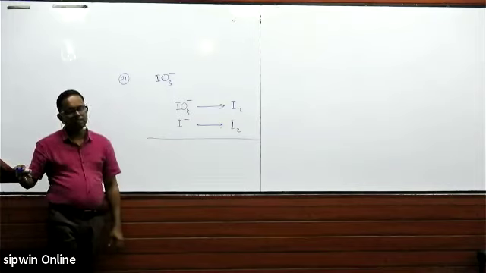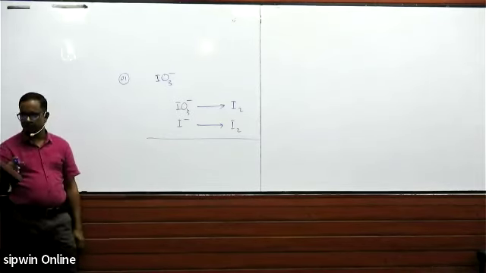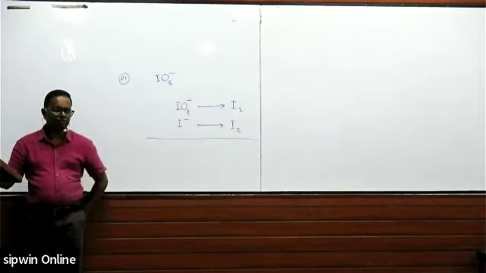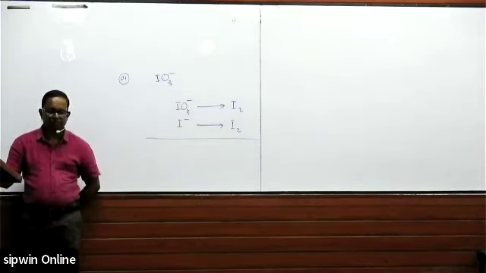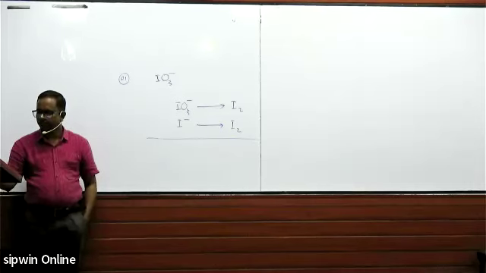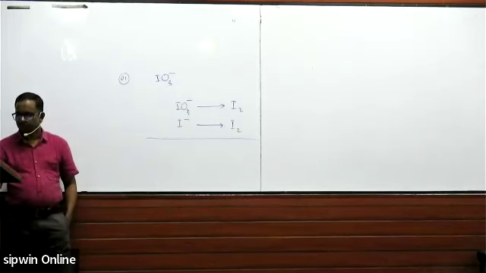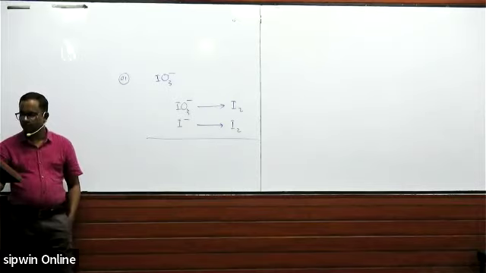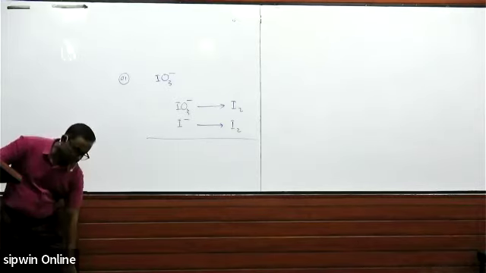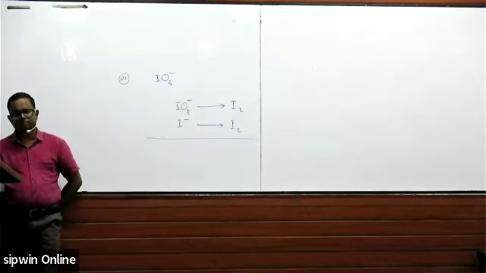Right? Then ferric. Ferric to ferrous, iodide to iodine. Balance reaction: 2Fe3 plus, 2 iodide. Then products: 2Fe2 plus and I2.